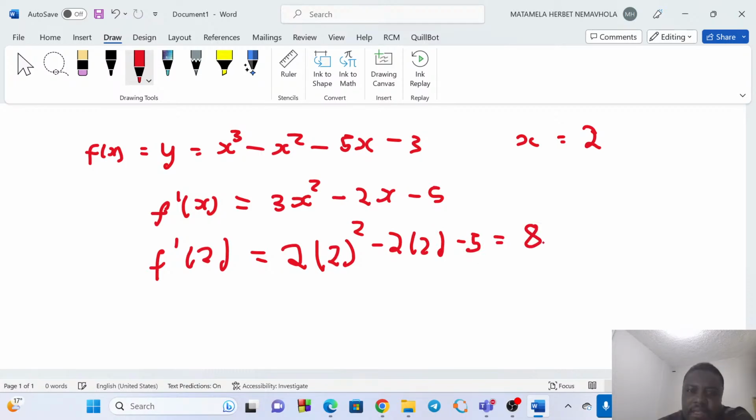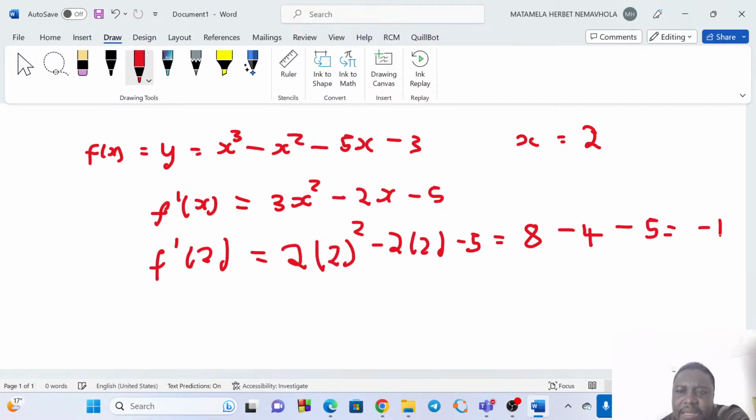8 minus 4 minus 5. So this is going to be equal to 8 minus 4. We know that is going to give us 4. 4 minus 5 is going to give us minus 1. Then it means that our m, which is the gradient, is going to be minus 1.